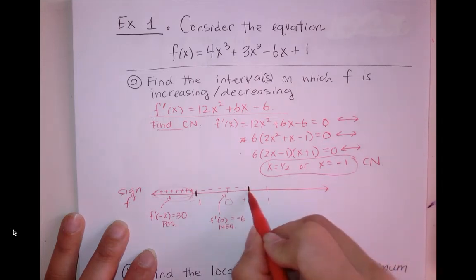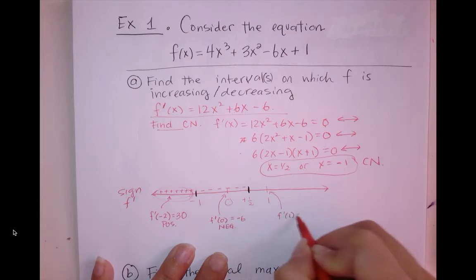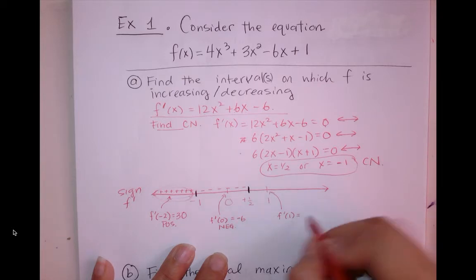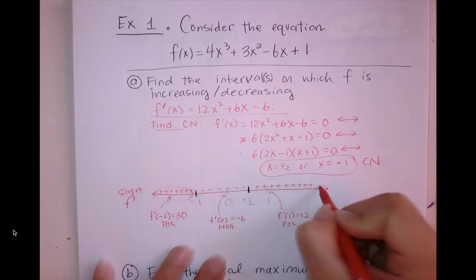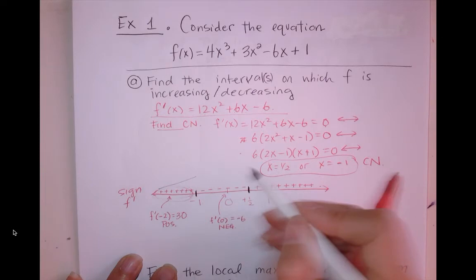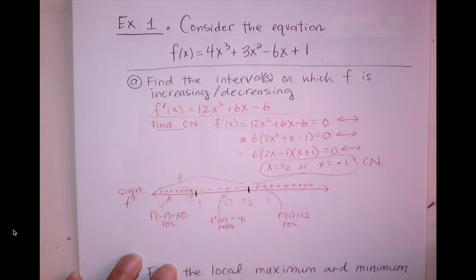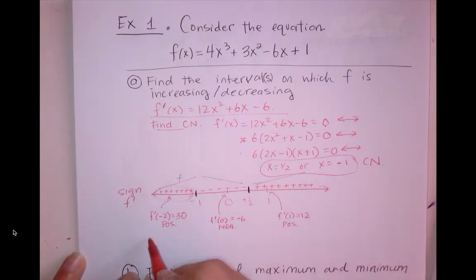It could have changed sign here, so let's check. f prime of 1 is, I believe, 12, which is positive. So the derivative is positive over here. What this tells me, using the increasing, decreasing test, is that f is increasing here, decreasing here, and increasing here. So that's what f is doing. I'm just going to write that down here as my answer.